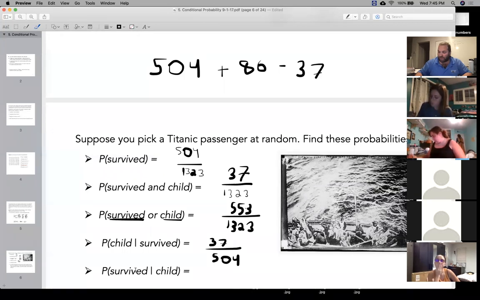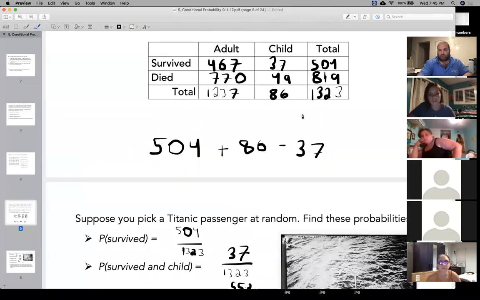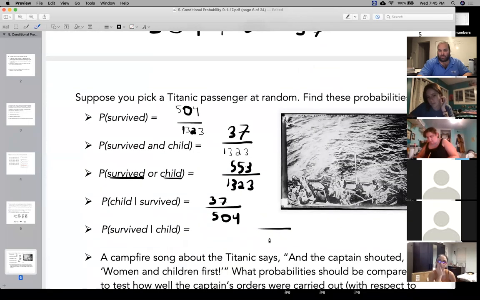First, start with the denominator. We always start with the denominator first. The denominator should always be what you're considering for that problem. And then you do the numerator second. So what's my denominator going to be here? 86, the number of children. That's my given. I'm given that it's a child. So I only consider the 86 children.